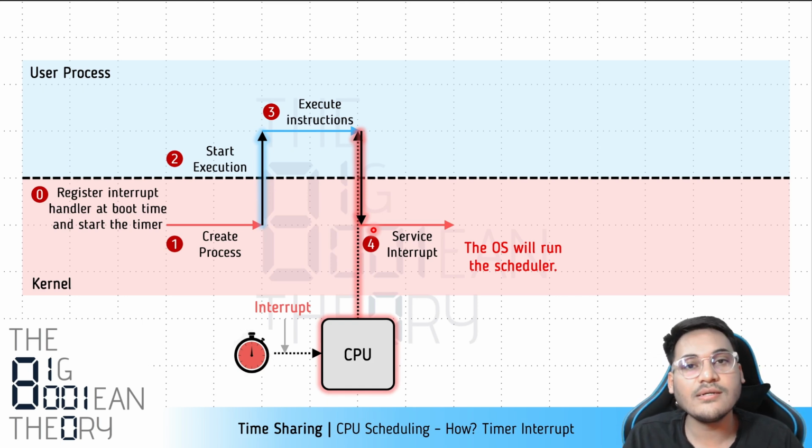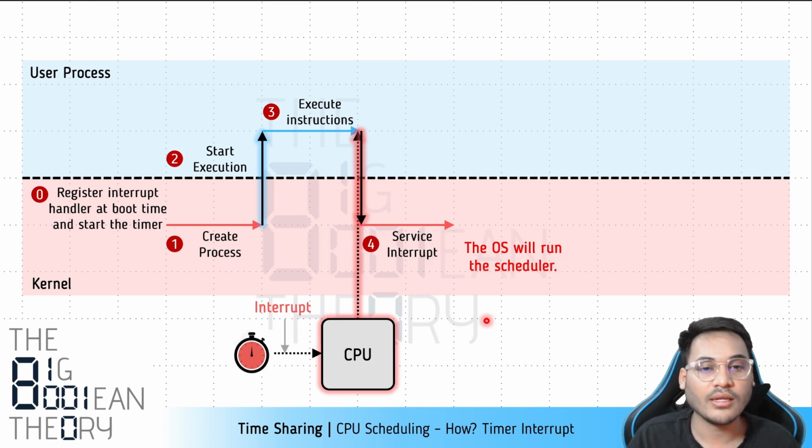It is just there to give the control to the operating system. And once the operating system has the control of the CPU, then it can decide to schedule the CPU, that is, switch the current process and bring in some other process. The operating system will run the scheduler. So this is how the timer interrupt will be serviced.